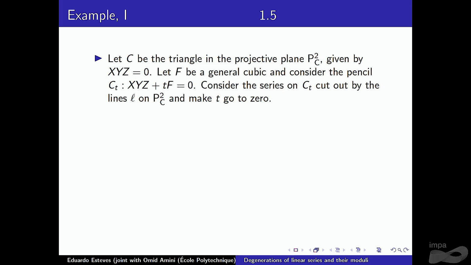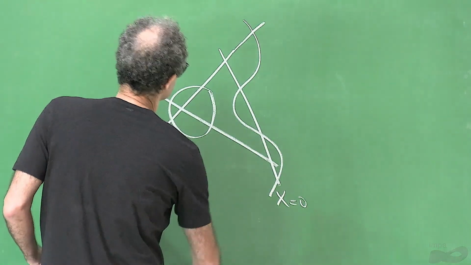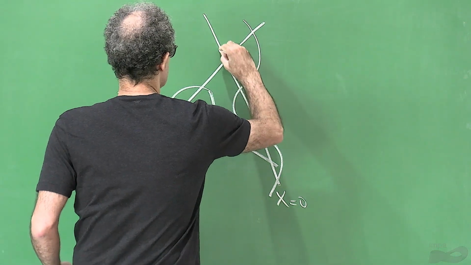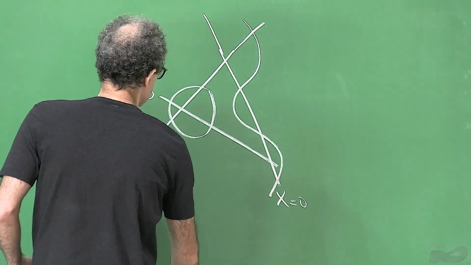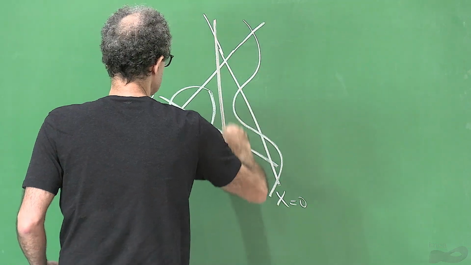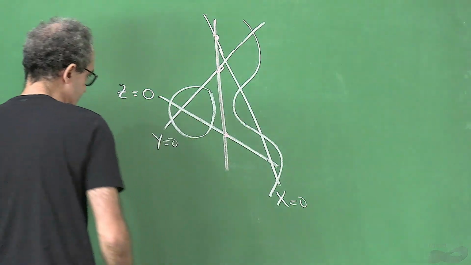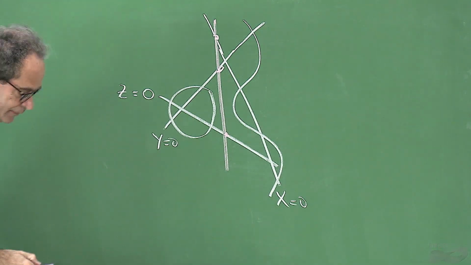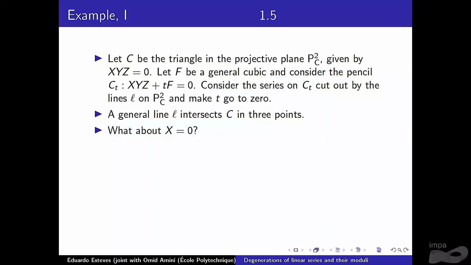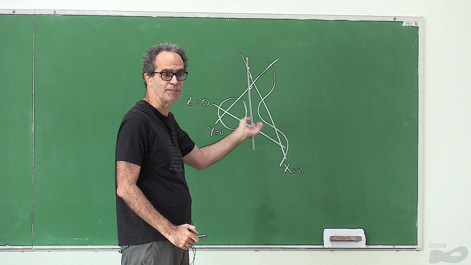So what happens is the following: a general line will intersect my curve in 3 points. So that's our linear series on the generic curve. But what about x equals 0? If I pick the line x equals 0, the zero locus is the whole curve, so it's not a divisor. It doesn't live in the symmetric product of the curve.